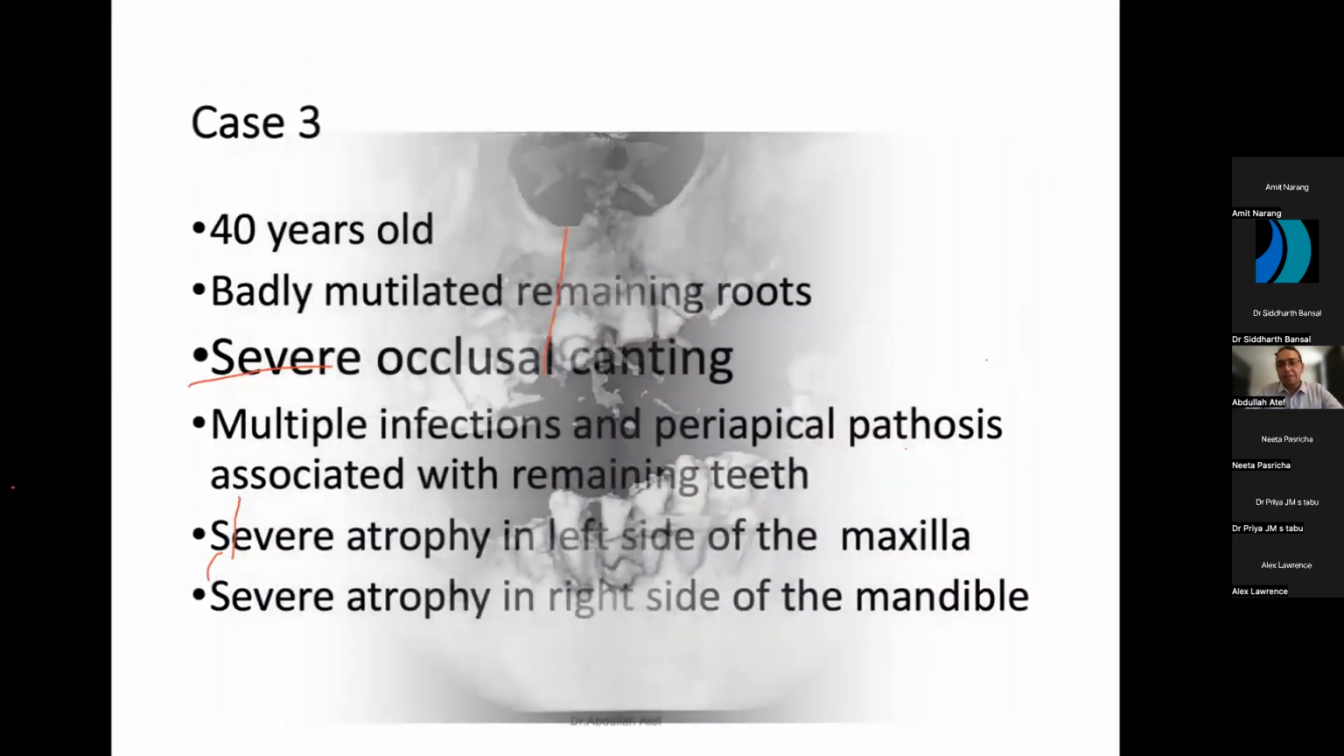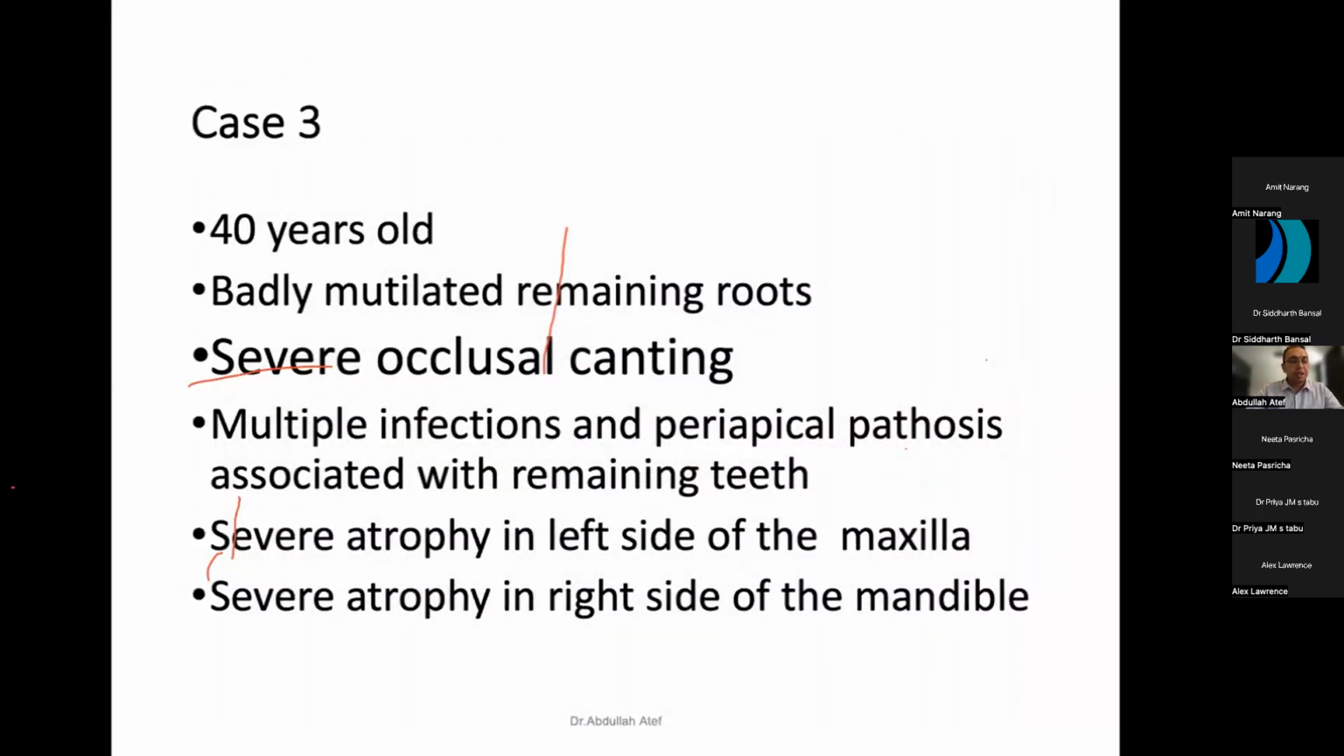When we analyze the diagnosis for such a case, we find the challenges that we have are badly mutilated remaining teeth, severe occlusal canting, multiple infections and periapical pathology associated with the remaining teeth, severe atrophy in the left side of the maxilla, and severe atrophy in the right side of the maxilla. We have the contralateral side.